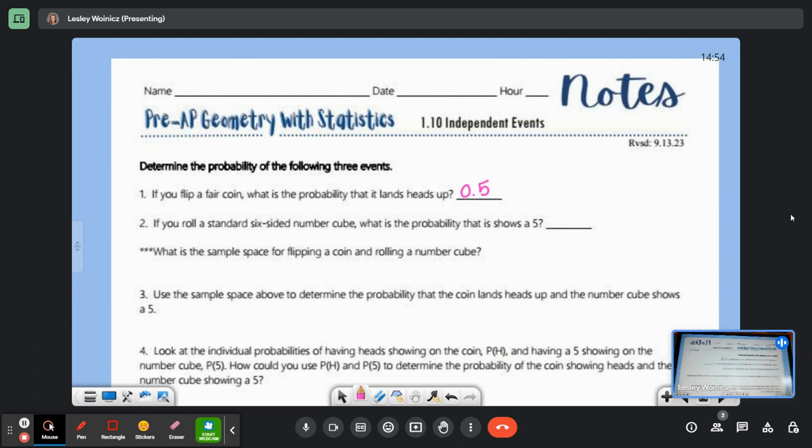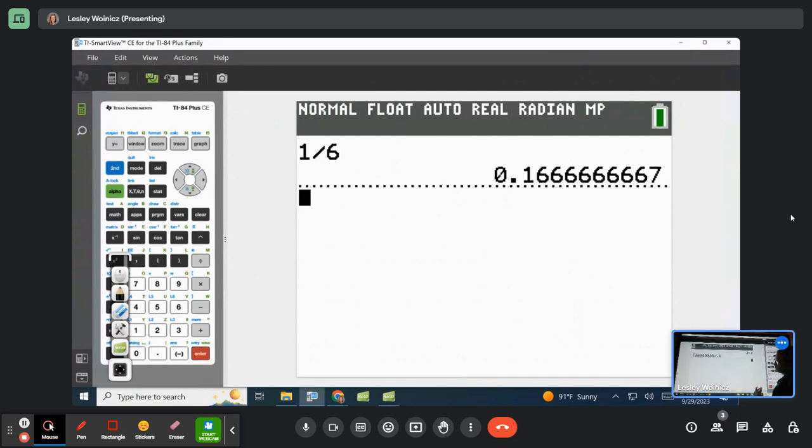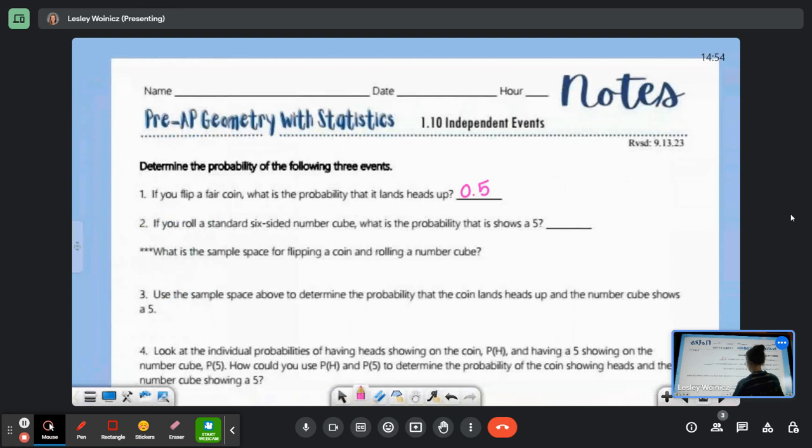Okay. If you roll a standard 6-sided number cube, what is the probability that it shows a 5? Well, that would be 1 out of 6 possible outcomes. So what is that? 1 out of 6. Yes. Okay. So let's say 0.167. All right. What is the sample space for flipping a coin and rolling a number cube?